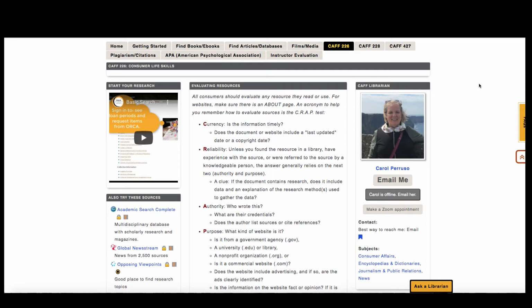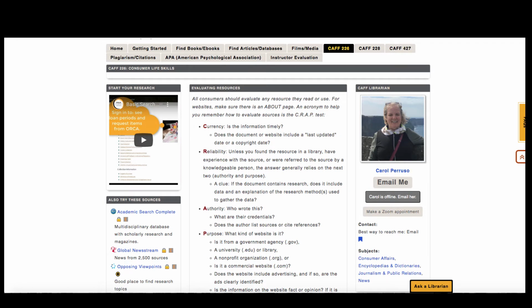For websites, one way to do that is to make sure there is an About page. If a website does not have an About page, it's very sketchy. There's an acronym to help you remember how to evaluate sources, and that's called CRAP, C-R-A-P. And that stands for currency, reliability, authority, and purpose. So let's take a couple minutes to go through those.